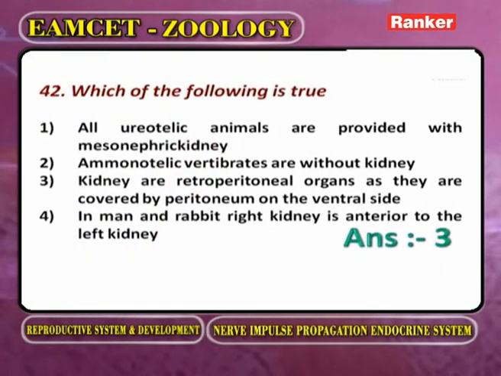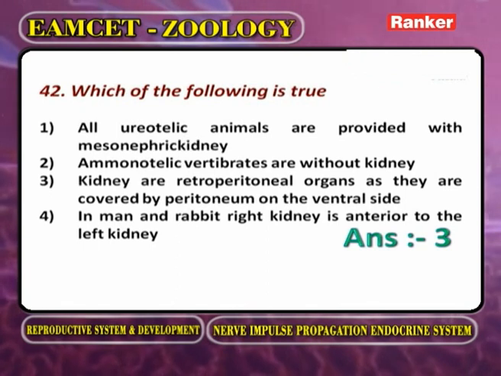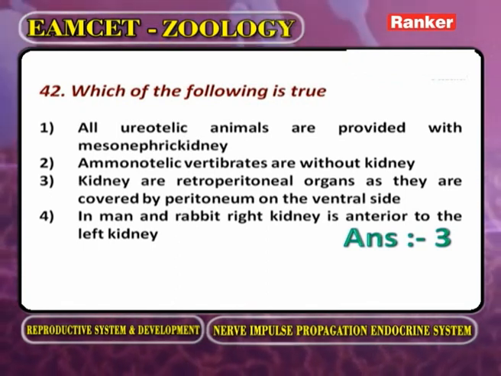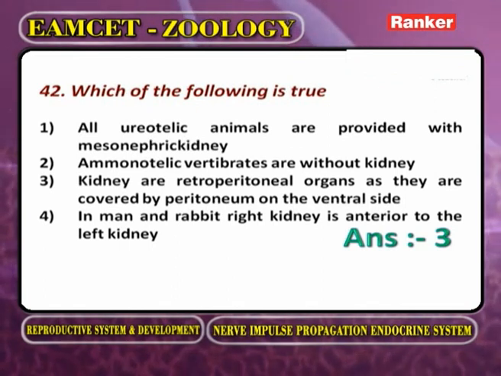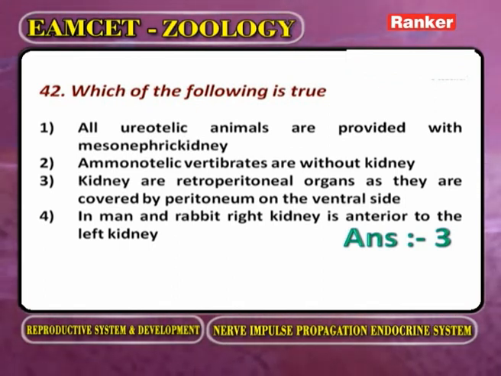Which of the following is true? Again you observe the question. Which of the following is true? Now we have to discuss the statements. All ureotelic animals. What are the ureotelic animals? They excrete urea. Students, you have to listen. What are the ureotelic animals? Ureotelic animals means they excrete urea.